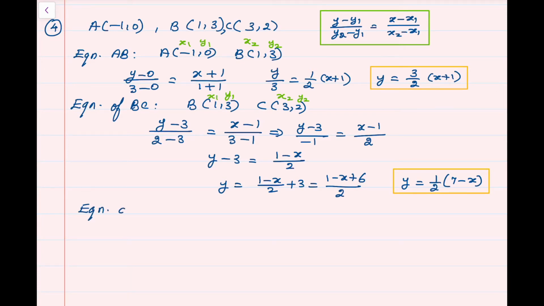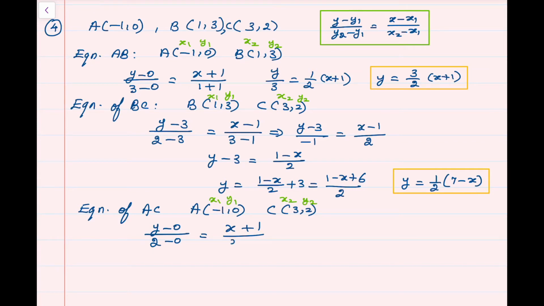Similarly, the third equation, equation of AC. A point is minus 1, 0 and C point is 3, 2, x1, y1, x2, y2. Let us find the equation using the 2-point formula. Y minus y1 divided by y2 minus y1 is equal to x minus x1, so minus of minus will become plus 1, divided by x2 minus x1, which is y by 2 is equal to x plus 1 divided by 4. Therefore, the equation is y is equal to half into x plus 1. We found all the three equations.